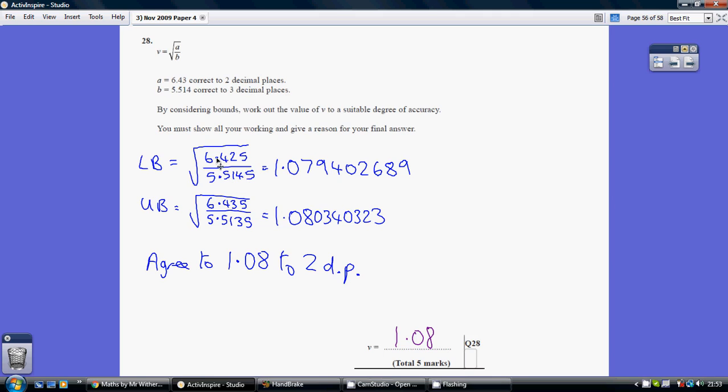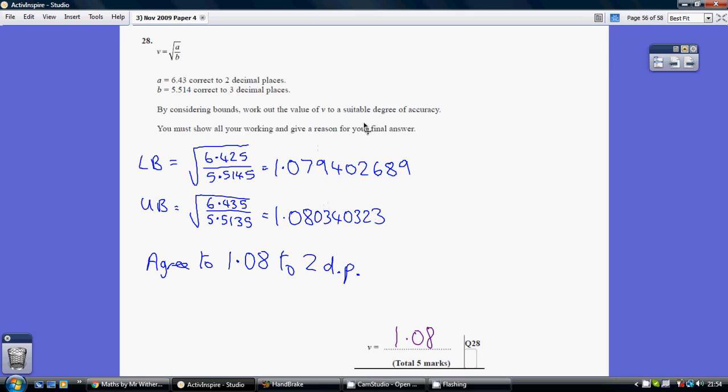So using your calculator, you do that divided by that and square root it and write down exactly what your calculator says. You then repeat to get the upper bound, the biggest value for v. To get v as big as possible, you need a as big as possible, b as small as possible. That's these values. Using your calculator, you get this. So that would give you probably 3 or 4 marks.